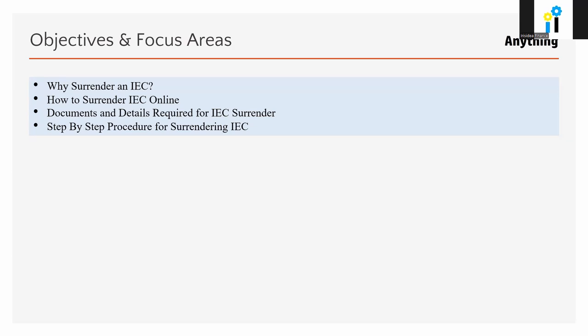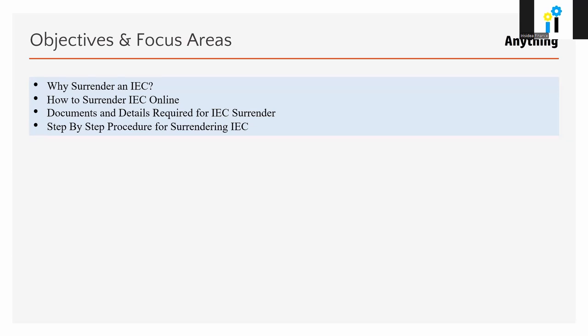How to surrender an IEC online? You have to visit the DGFT portal, and from there you can easily submit your IEC surrender. What documents or details are required? Your registered email ID, mobile number, PAN card, and business location and address.